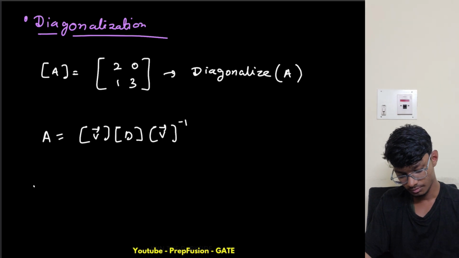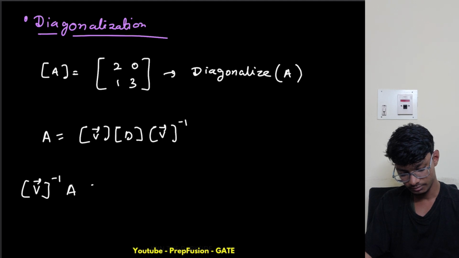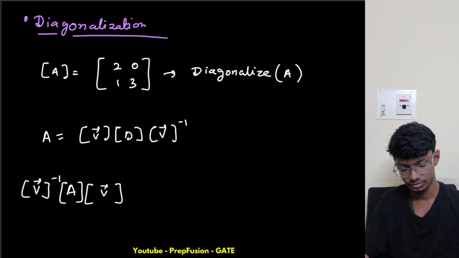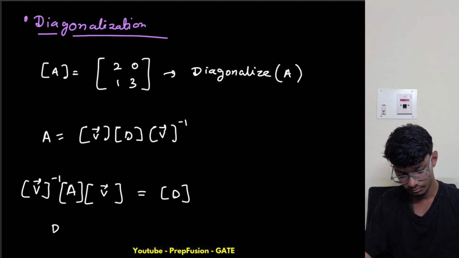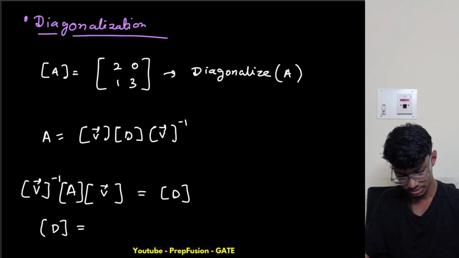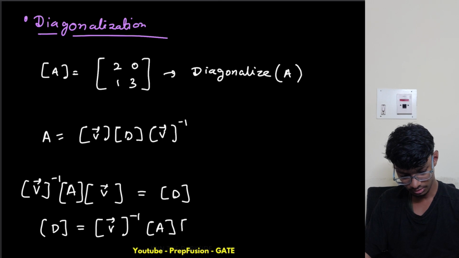So pre-multiplying by V inverse and post-multiplying by V, at this point I will get I only. So this is simply D. So I get my diagonal matrix, which is V inverse A V.